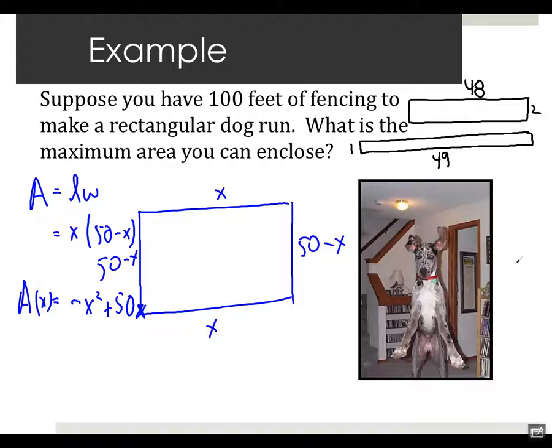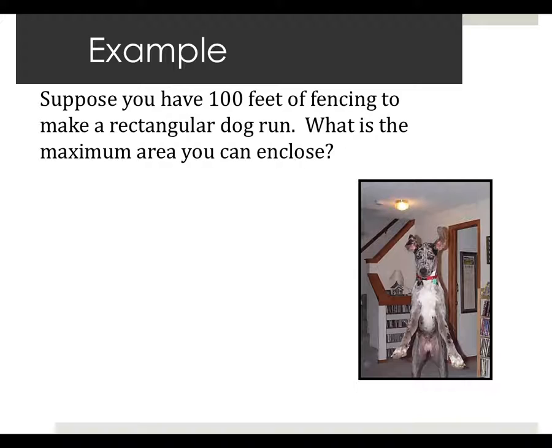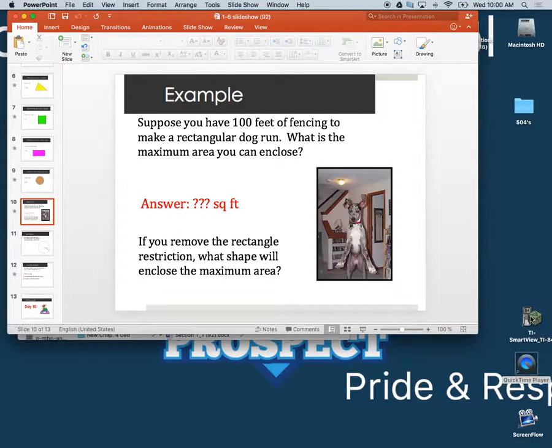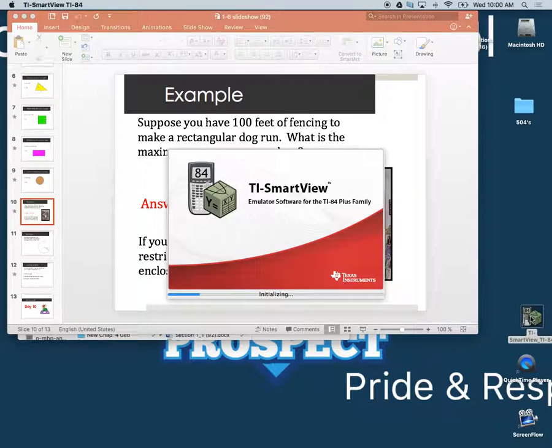But again, that's guess and check, and we don't want to do guess and check, so now we're going to use the calculator. So we need to remember that formula. You got that written down, right? Negative x squared plus 50x. Now we're going to go over to the calculator. Do a little bit of graphing here.